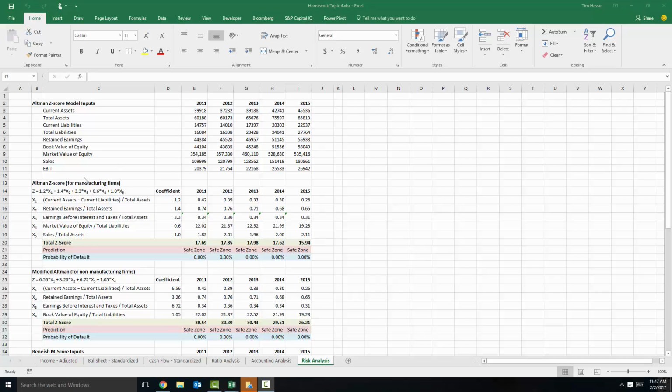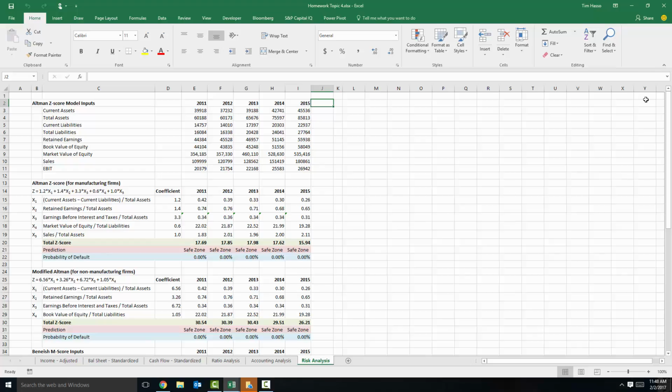Now, the last model that we'll be looking at today is the Beneish M-score. The Beneish M-score is essentially a model that's used to detect financial manipulation, so accounting manipulation. Technically, it's kind of related to what we did last week, but usually it's done as part of a risk analysis, just to use a quantitative model to estimate the probability of any kind of accounting manipulation happening.